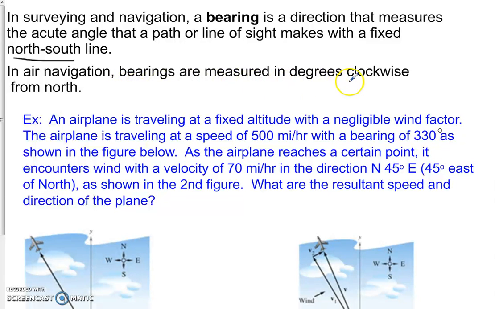So bearings are measured in degrees clockwise from north in air navigation. So let's take that into account. We're talking about clockwise from north. Here's my example. An airplane is traveling at a fixed altitude with a negligible wind factor, not 120 miles an hour. The airplane is traveling at a speed of 500 miles per hour with a bearing of 330 degrees as shown in the figure below.